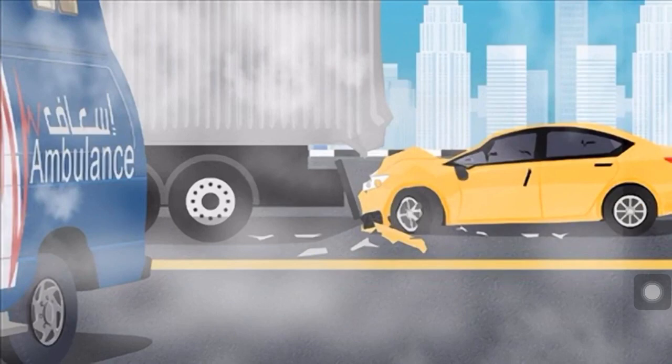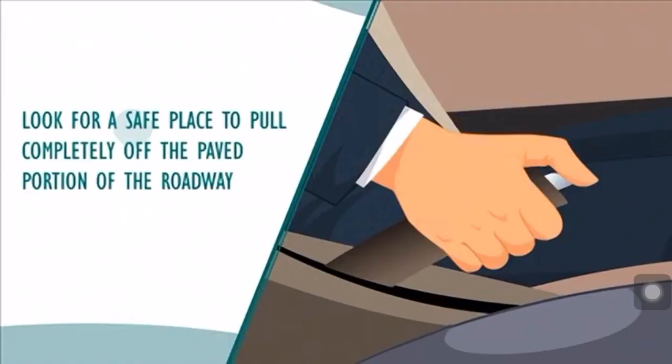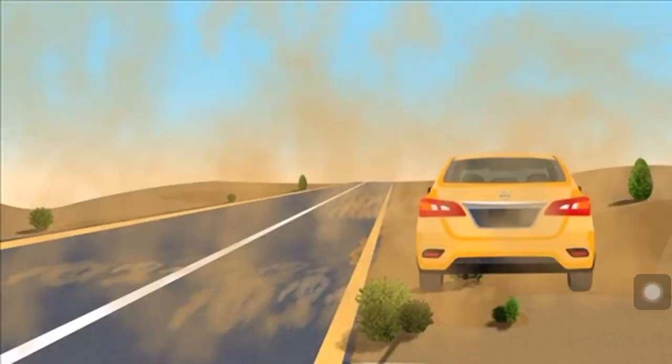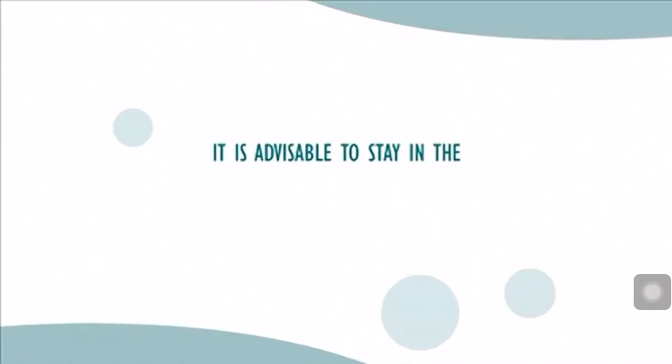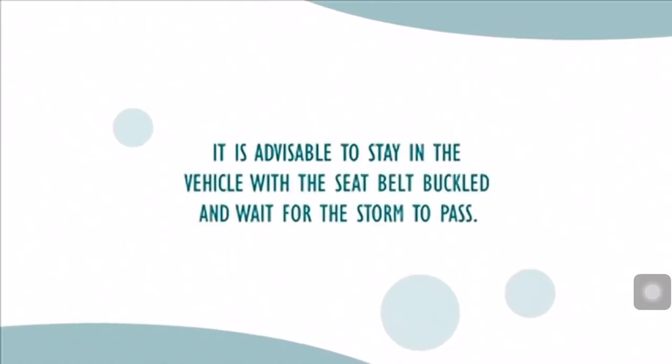During a sandstorm, it is better to avoid driving. Look for a safe place to pull completely off the paved portion of the roadway and apply the handbrake. Turn off all the lights, including hazard lights, in order not to confuse or misguide other vehicles approaching from behind. It is advisable to stay in the vehicle with the seatbelt buckled and wait for the storm to pass.